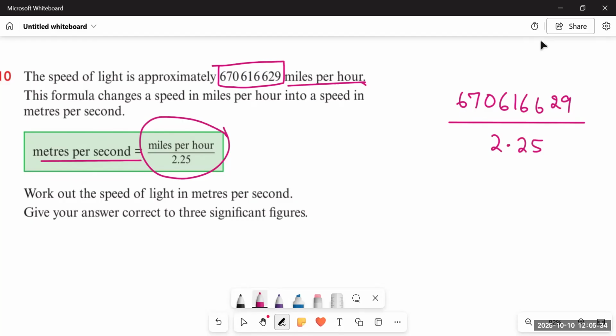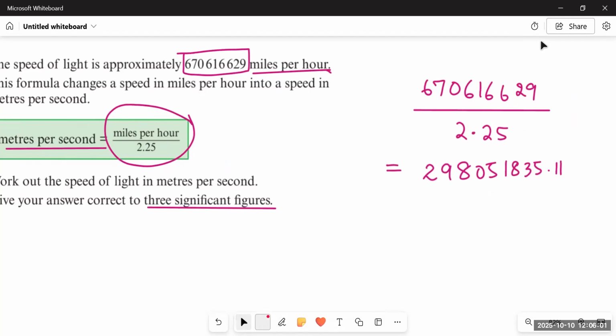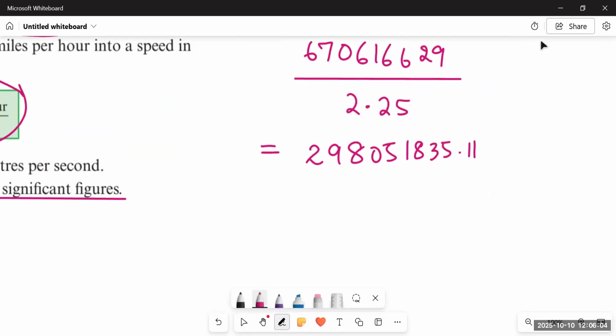If we divide 670,616,629 by 2.25, it equals 298051835.11 and so on. But we have to write down the answer to only 3 significant figures. So we just have to focus on the third digit, which is 8, and the next one becomes the decider.